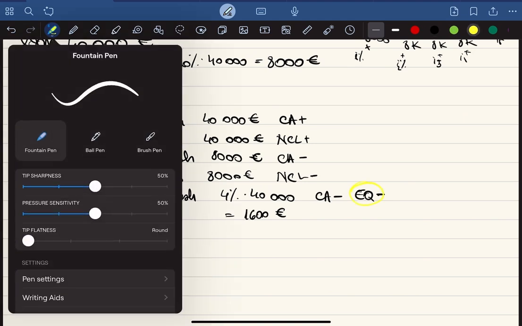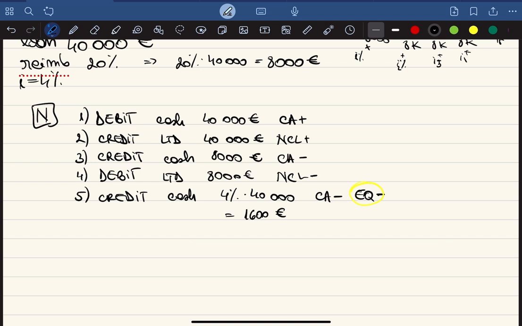Equity goes down because the interest you pay is from your own money. Equity is what the company has, the money the company already had before the loan happened. So these 4 steps are just about the money from the loan. And the last step affects your own money, the money you had before the loan. That's why the equity is affected as well.